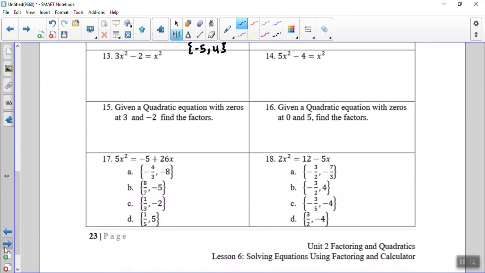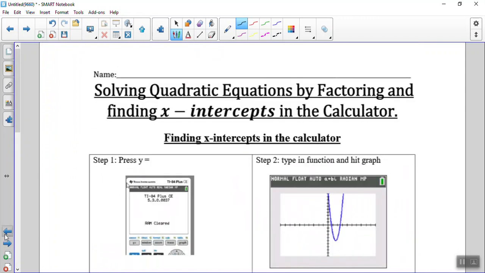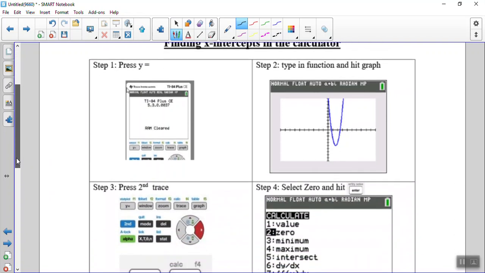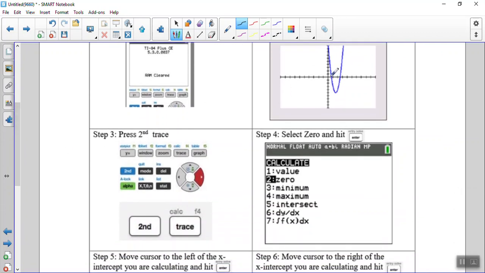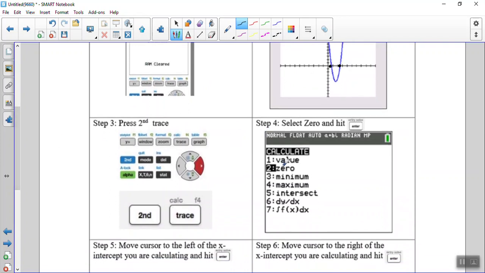Alright, I'm going to now go to the graphing portion. So now to solve equations by graphing, all you're going to do is take your equation, plug it into your calculator, and the point here is to look for x-intercepts. Okay, where does it cross the x-axis? I have some instructions here exactly how to calculate the zero. We call that a zero of a function.